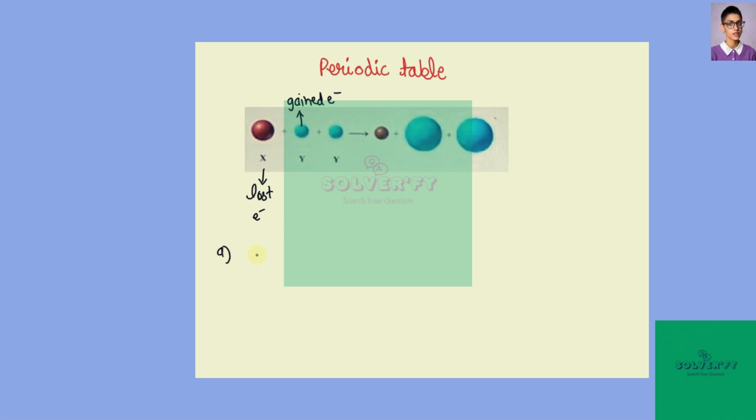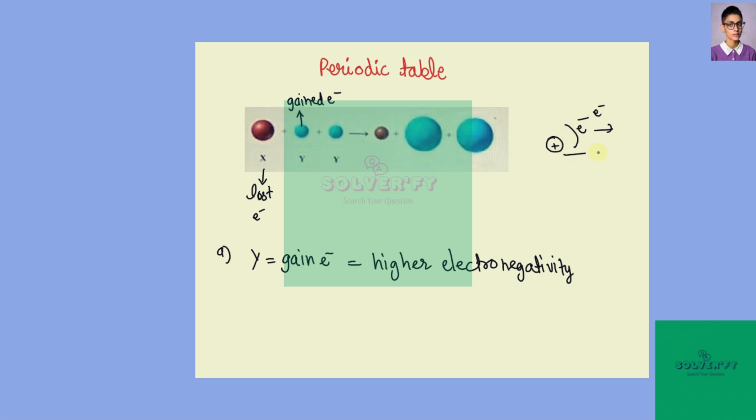So Y has gained the electron. So Y has higher electronegativity. Now if an atom gains electrons, then the number of electrons that the nucleus has to hold gets increased. That is why upon gaining electrons, size gets increased. That's how we know that if Y's size has been increased, then it must have gained the electrons.